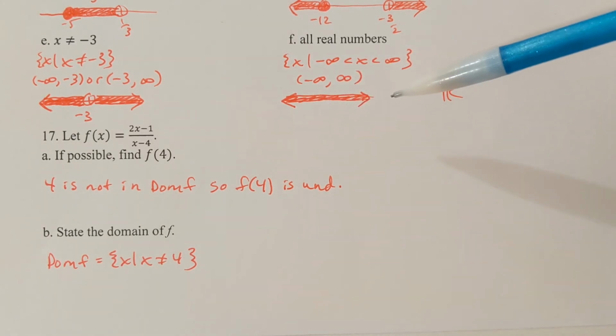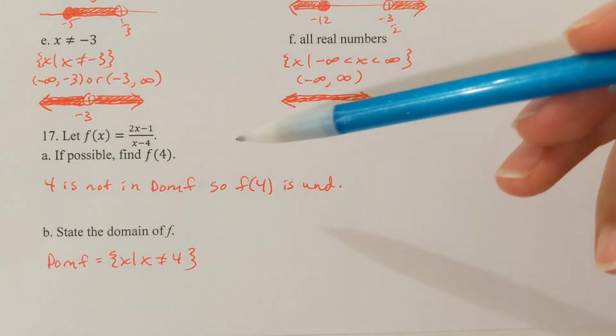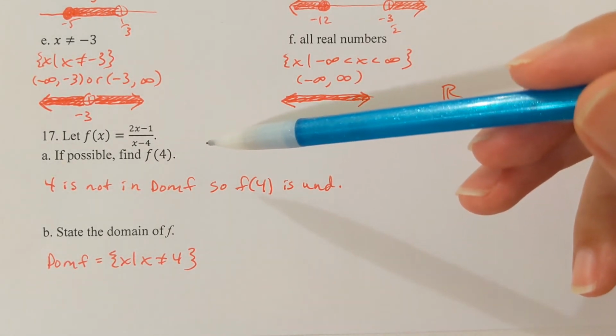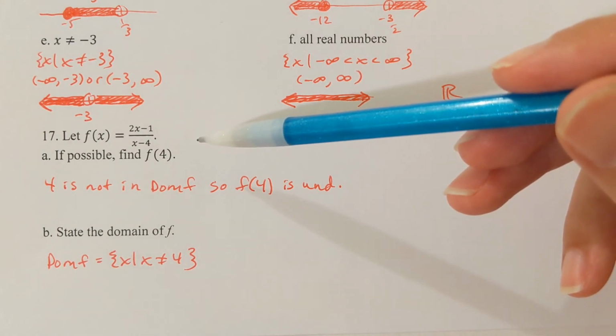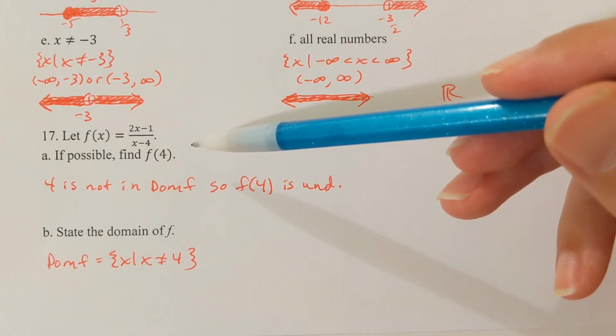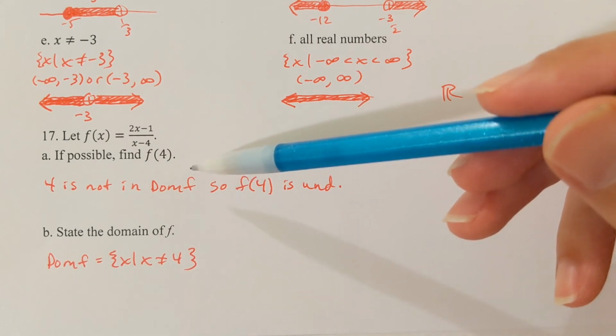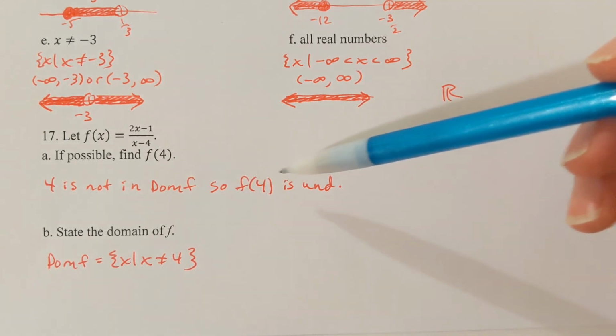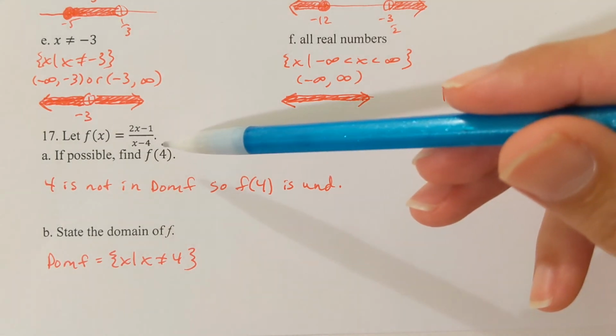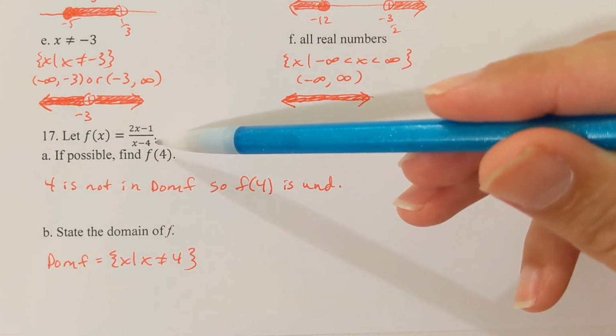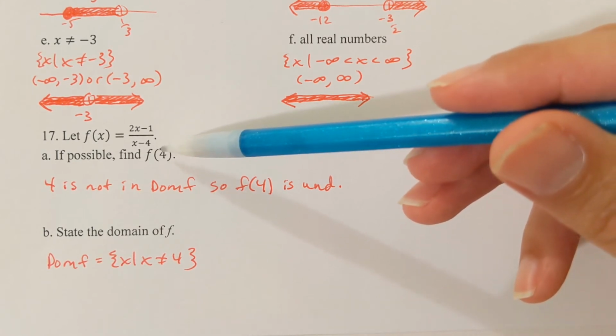And I've got the entire number line shaded there. Let f(x) be equal to (2x minus 1) divided by (x minus 4). If possible, find f of 4. Well, 4 is not in the domain, so f of 4 is unavailable. In other words, I can't divide by 0, so f of 4 does not exist.